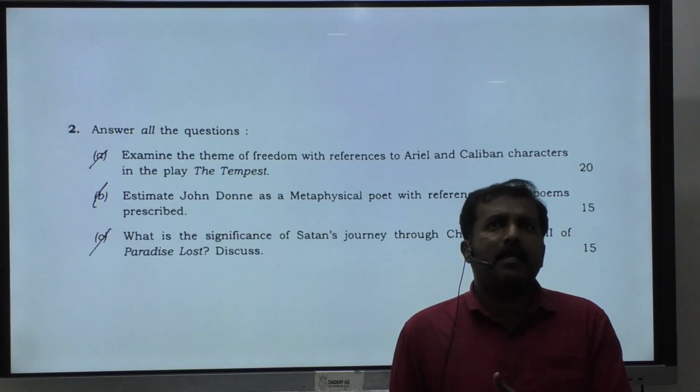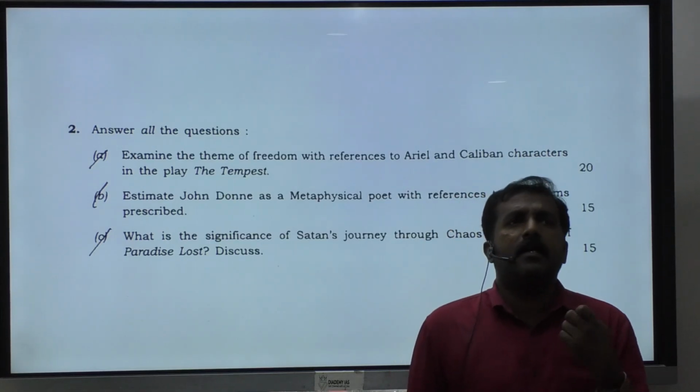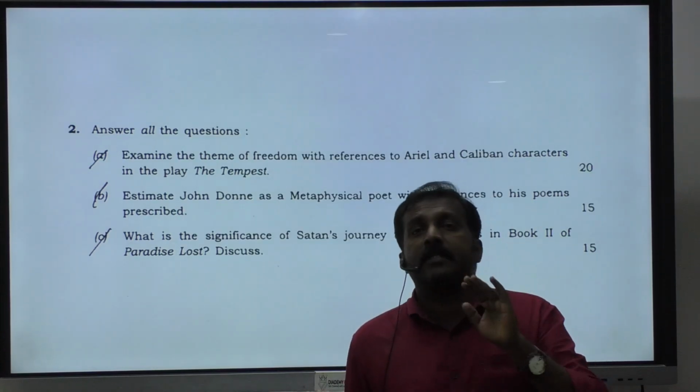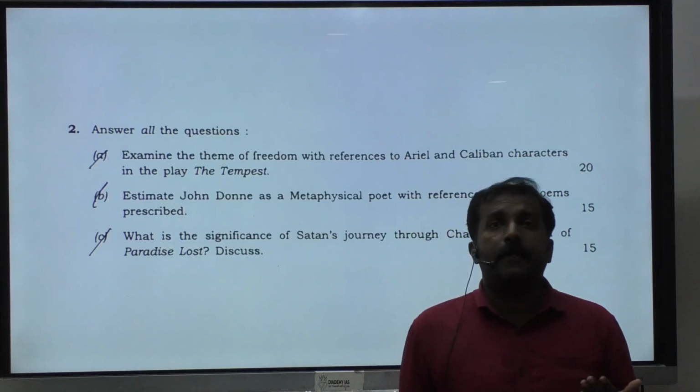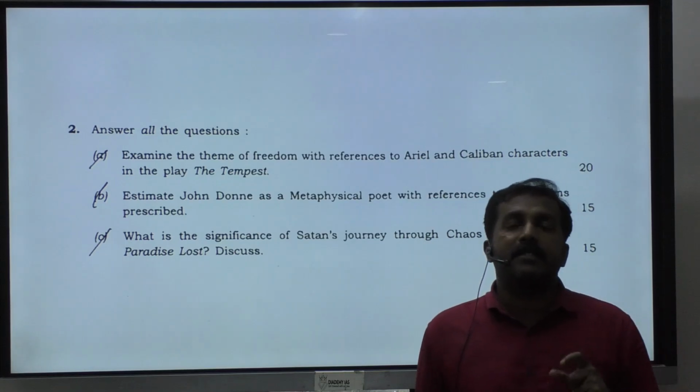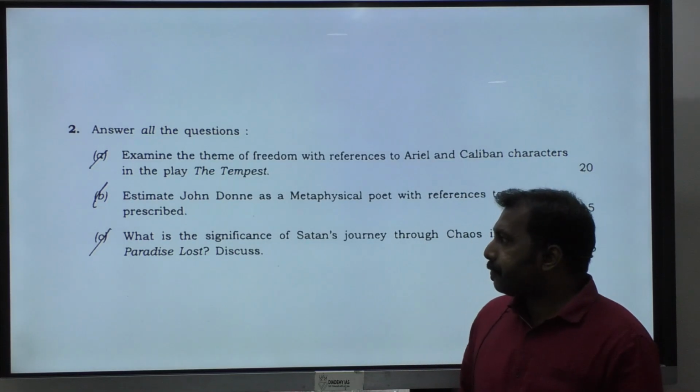So you can split it into 5 different paragraphs, and you can write about how the metaphysical conceit is explained in the different poems, mainly concentrating on the 5 poems prescribed in the syllabus.